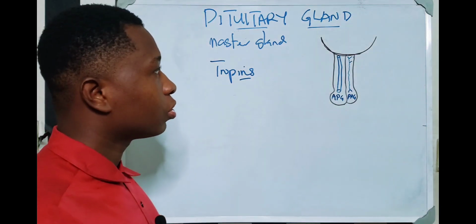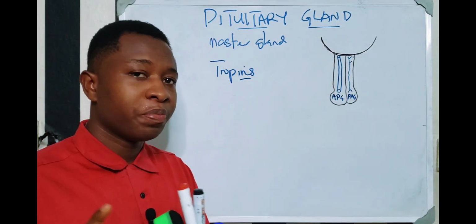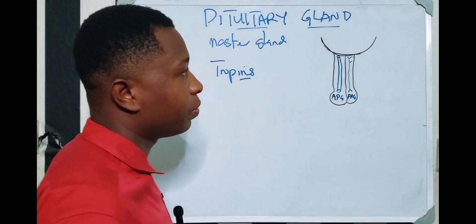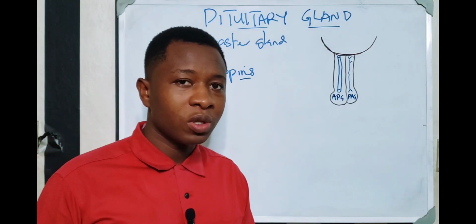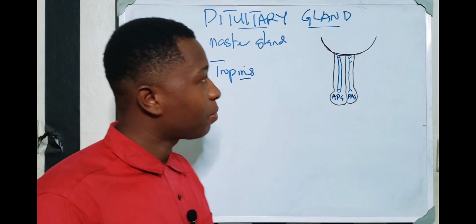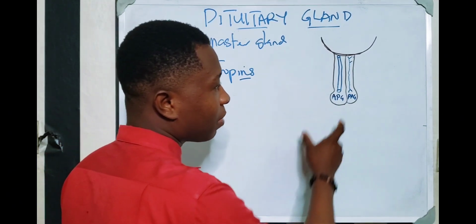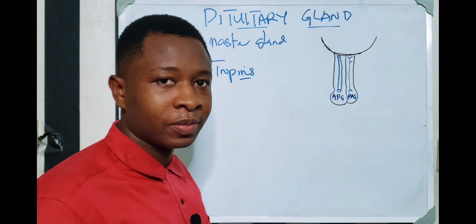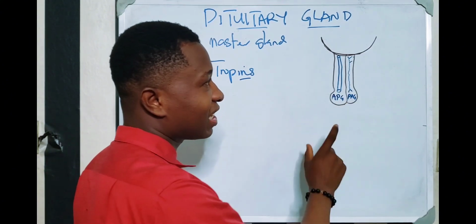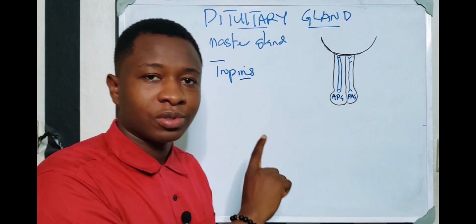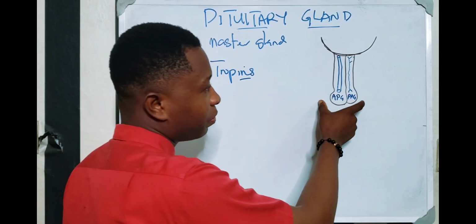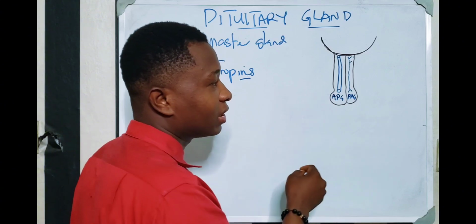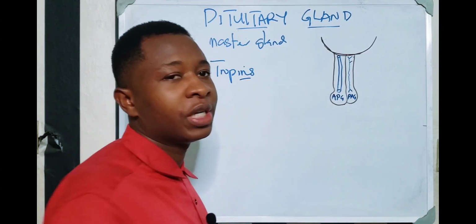Now let's look at the structures and the positions of the pituitary gland. Let's assume that this structure is the brain, and there's a part of the brain called the hypothalamus. Connected to the hypothalamus is a gland known as the pituitary gland. The pituitary gland is attached to the hypothalamus, and it is divided into two: the anterior pituitary gland and the posterior pituitary gland.